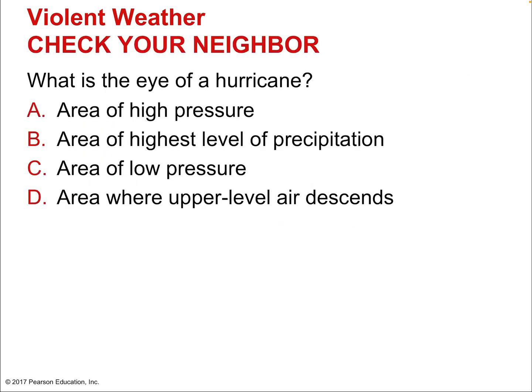So what is the eye of a hurricane? Is it an area of high pressure? Is it the area of highest precipitation, low pressure, or is it where the upper level air descends? Okay, it's low pressure. The eye of the storm is a region of very low pressure.